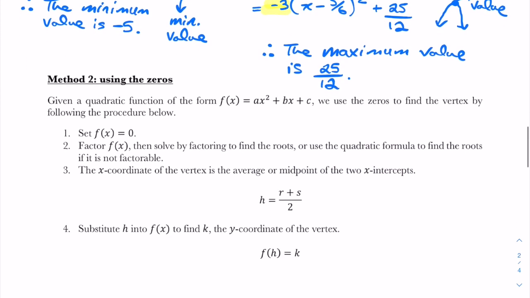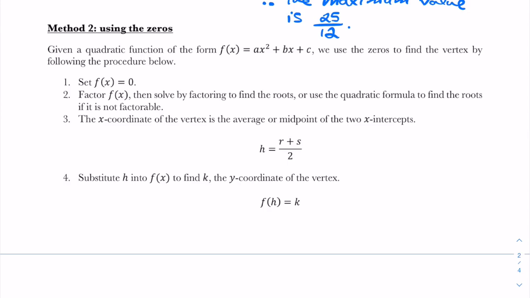Our second method involves using the zeros. Now, we actually reviewed this in lesson 2 of this unit, but we'll do it again here just for completeness. So given a quadratic function in standard form, we use the zeros to find the vertex. Begin by setting your quadratic function equal to 0, and then factor it and solve by factoring. Once you solve by factoring, that'll allow you to find the roots. If you can't factor, use the quadratic formula to find the roots. The x-coordinate of your vertex then is just simply the midpoint of the two x-intercepts.